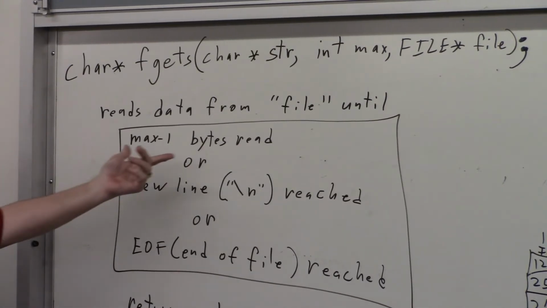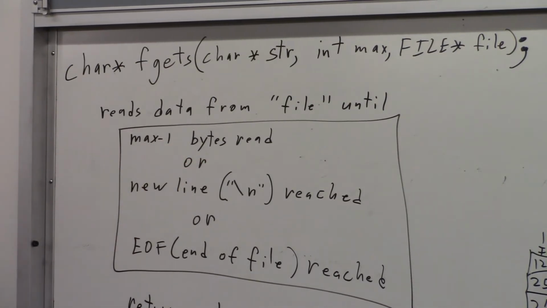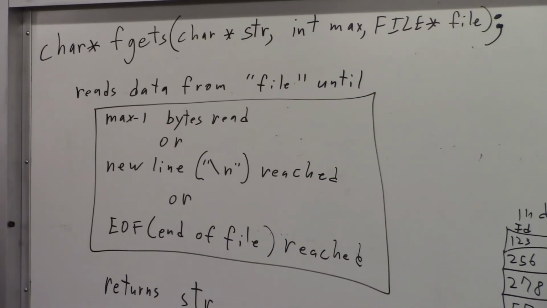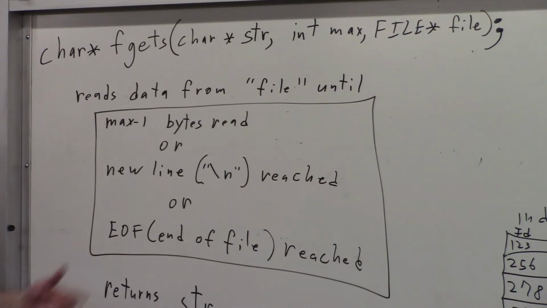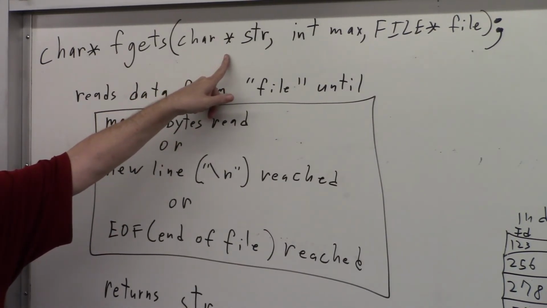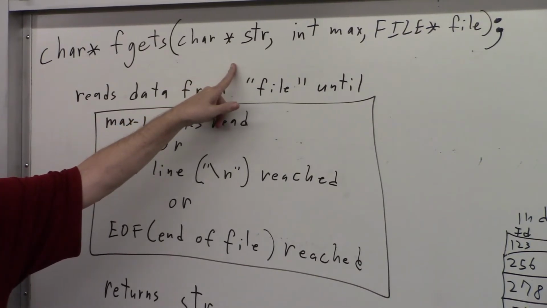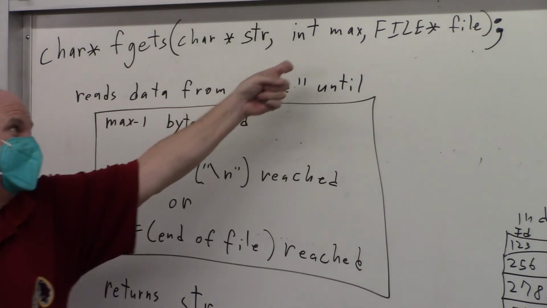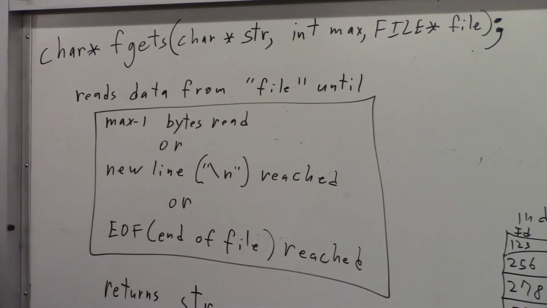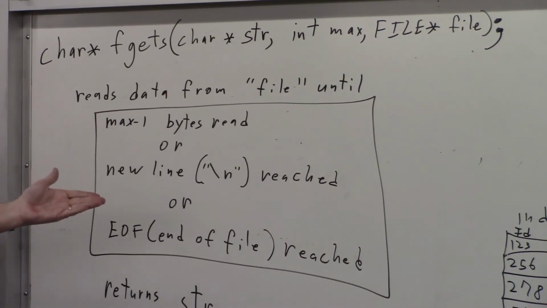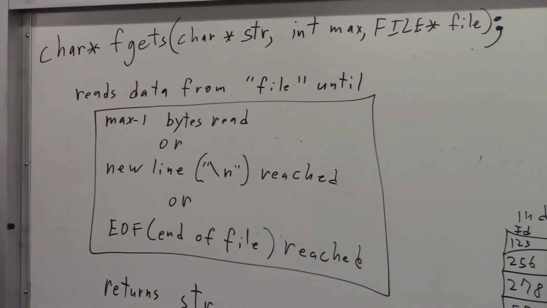But you also have to put limits on things. Suppose somebody wrote a file without new line characters. Bad thing. But suppose they did, it happens. Okay? You need to protect yourself because you've allocated only so much space in the array this is pointing to. You cannot overflow that. So that's why you have to tell it what the max to read is. And you read it from the file pointer until the new line is reached or the end of file is reached. Of course, when the end of file is reached, there's no more data.